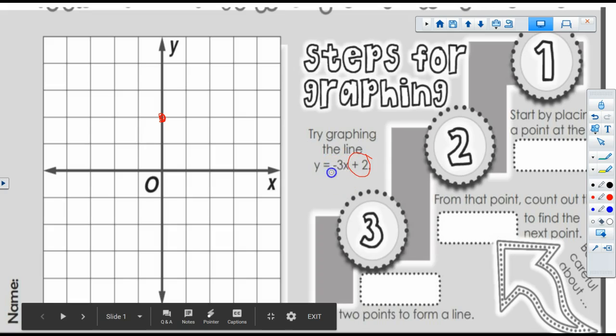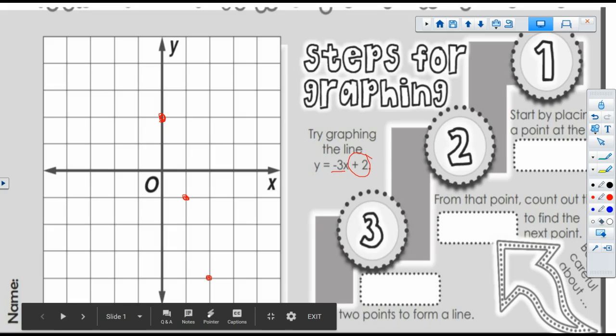Now the slope, which is negative 3, means that the rise is a negative, so that means we're moving down. 1, 2, 3. The denominator is 1, so I move to the right 1. Here's our next point. I'm going to move down 1, 2, 3, over 1. And the next thing you want to do, and I don't have a ruler for you, so I don't know if I'm going to be able to do this very well, but you're going to want to use a straight edge to connect those points.